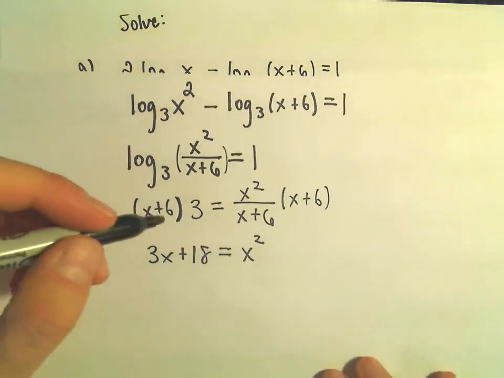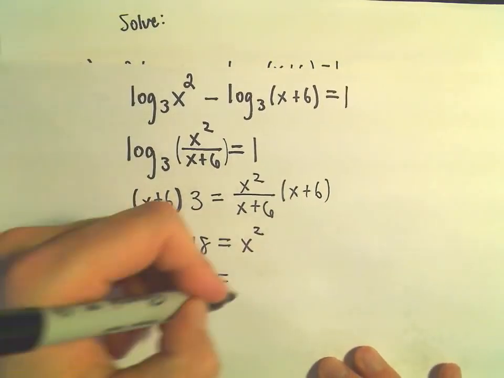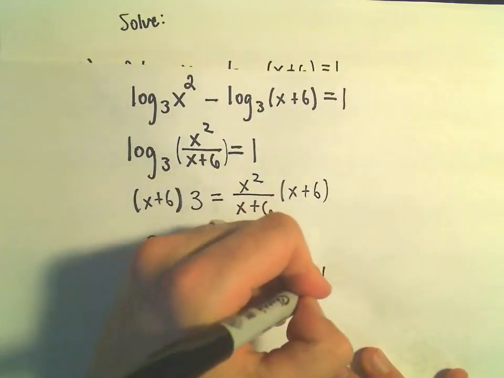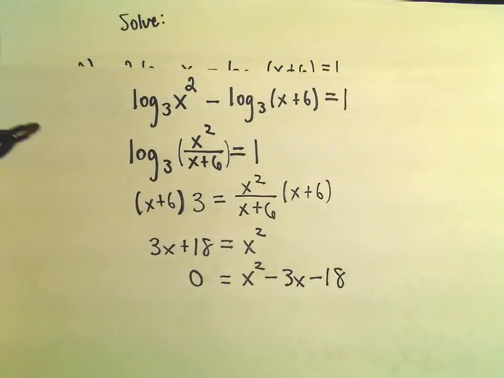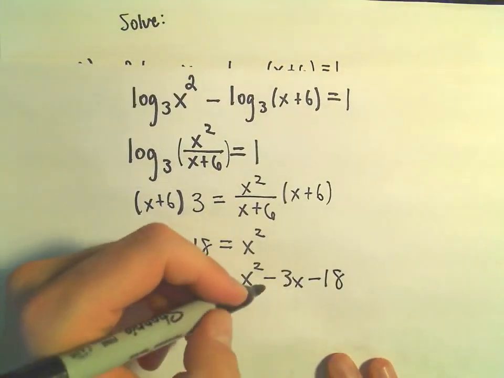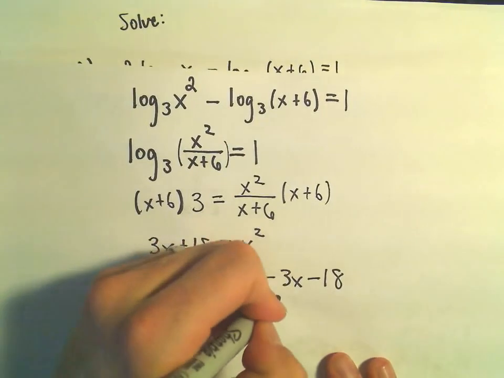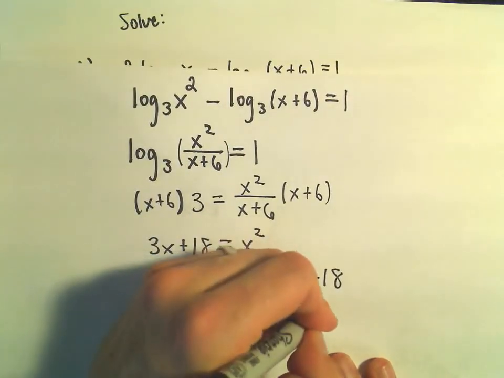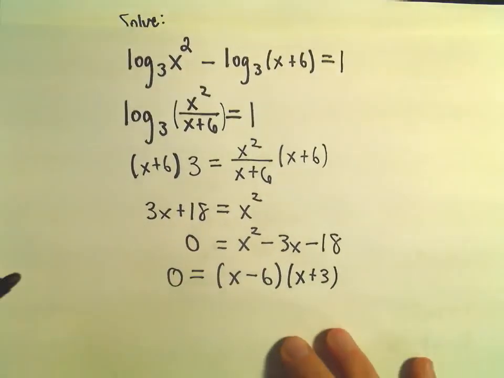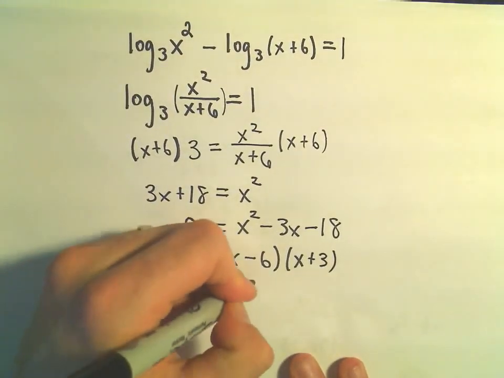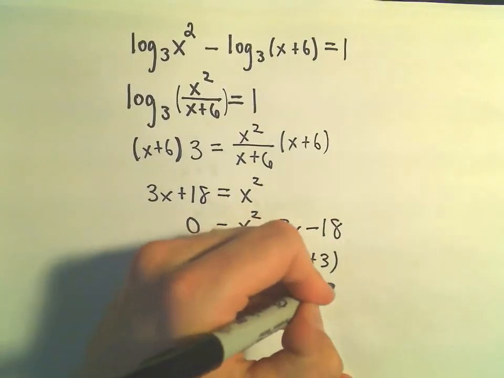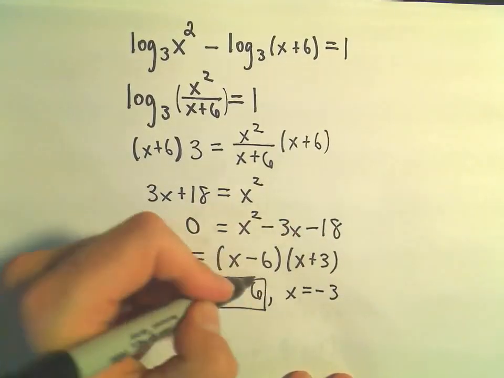And now this is a quadratic. I'm going to make the left side 0 by subtracting 3x from both sides and by subtracting 18 from both sides. And I think this is a quadratic that's going to factor. So I believe this factors as, how about x minus 6 and x plus 3. That looks okay. So if we set each factor equal to 0, we'll get our potential solutions to be x equals 6 and x equals negative 3.